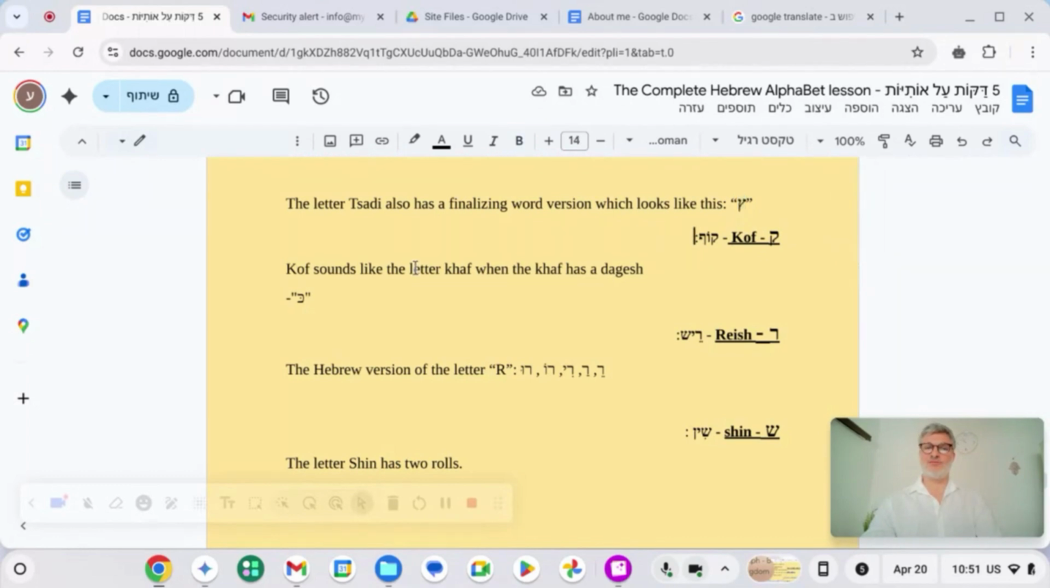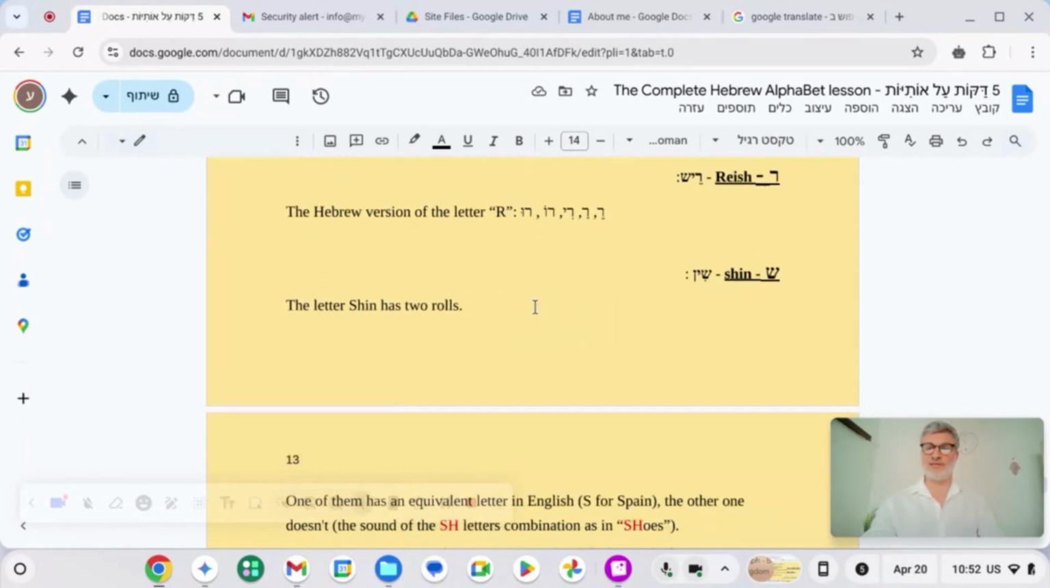The letter Kof sounds exactly like the letter Kaf when the Kaf is in the beginning of the word with the Dagesh. The next letter, the letter Resh, is the Hebrew version of the letter R in English. It could be Re, Ra, Ri, Ro, or Ru, depending on the vowel sign.